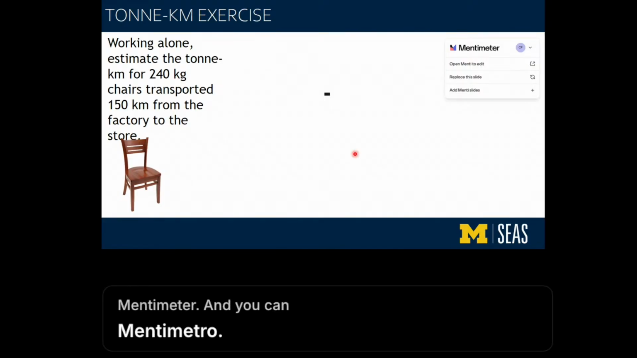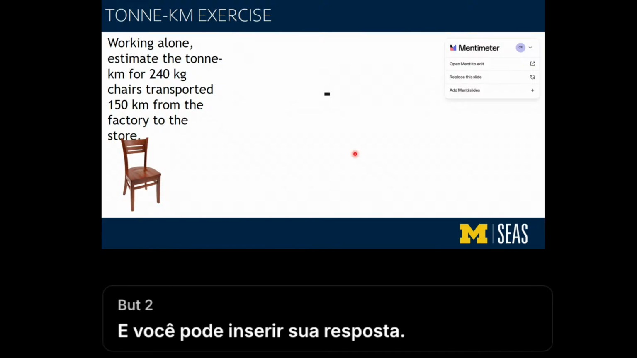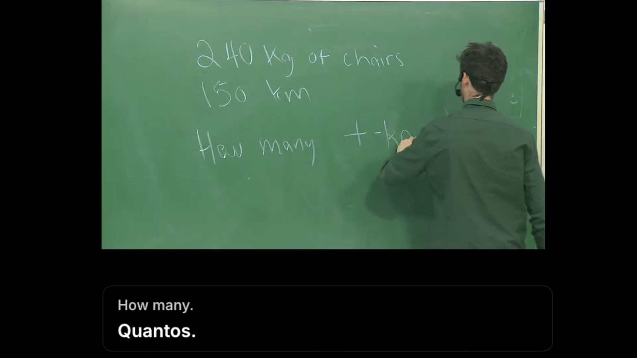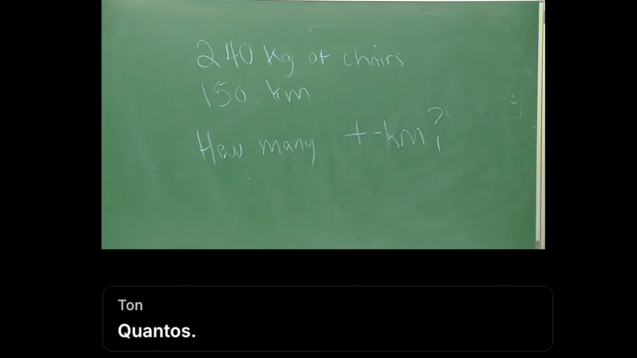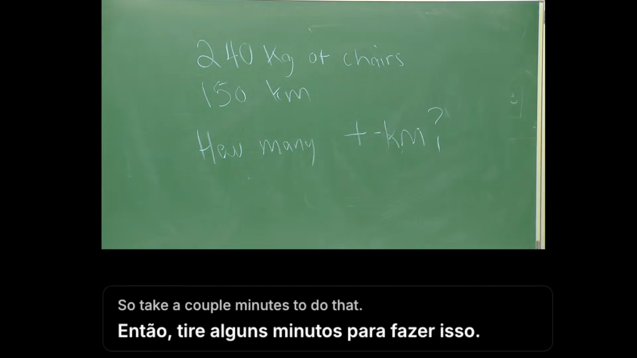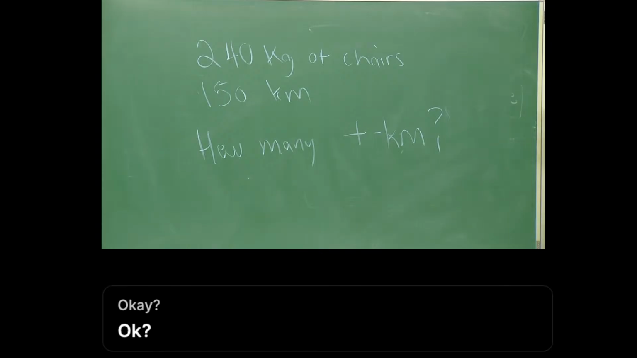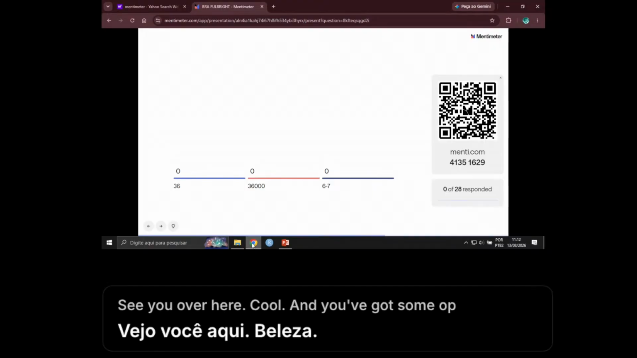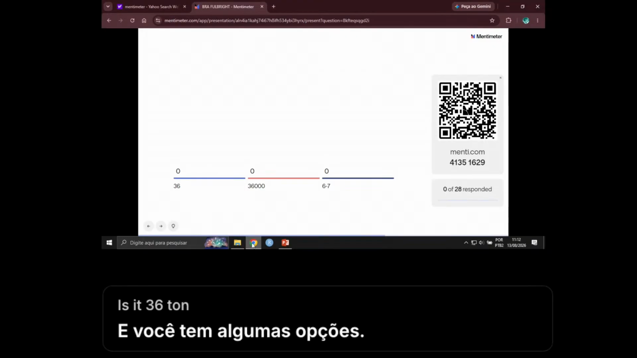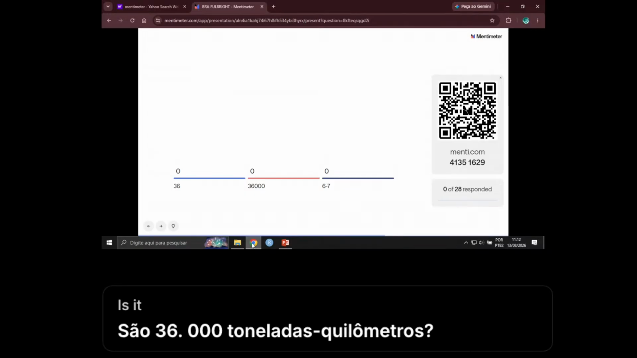240 kilograms of chairs, 150 kilometers. How many ton kilometers? So, take a couple minutes to do that. Okay? See over here. Cool. And you've got some options. Is it 36 ton kilometers? Is it 36,000 ton kilometers? Is it 6, 7? Sorry.